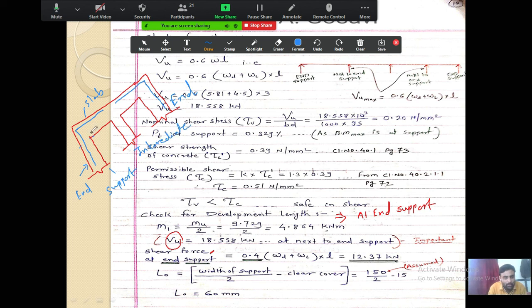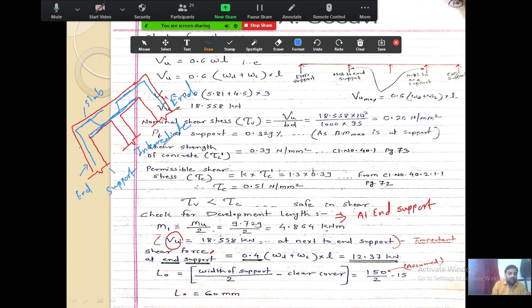This is an intermediate support. Suppose any other bar continues from this point here. It may go up and continue like this, or it may continue like this only in a straight line. Or some bar may come from this side in this way, another bar from this side, it will bend in this way. This way the bar distribution is there.